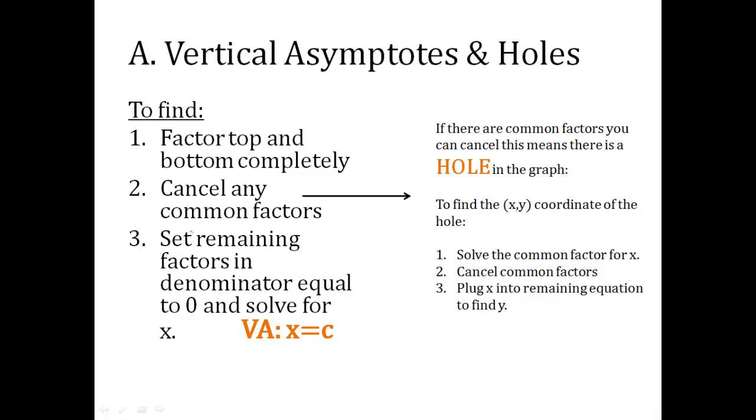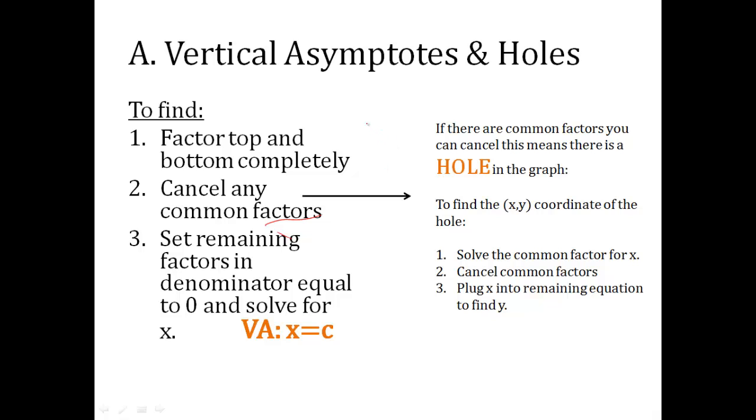Vertical asymptotes. To find a vertical asymptote, you're going to factor the top and the bottom completely. Cancel any common factors. We'll talk about this other side over here in a minute. Cancel any common factors and then set remaining factors in the denominator equal to 0 and solve it for x. So we'll do lots of examples, don't worry, but here's the rule. Factor, cancel, set denominator equal to 0. Now, what happens if there are common factors?